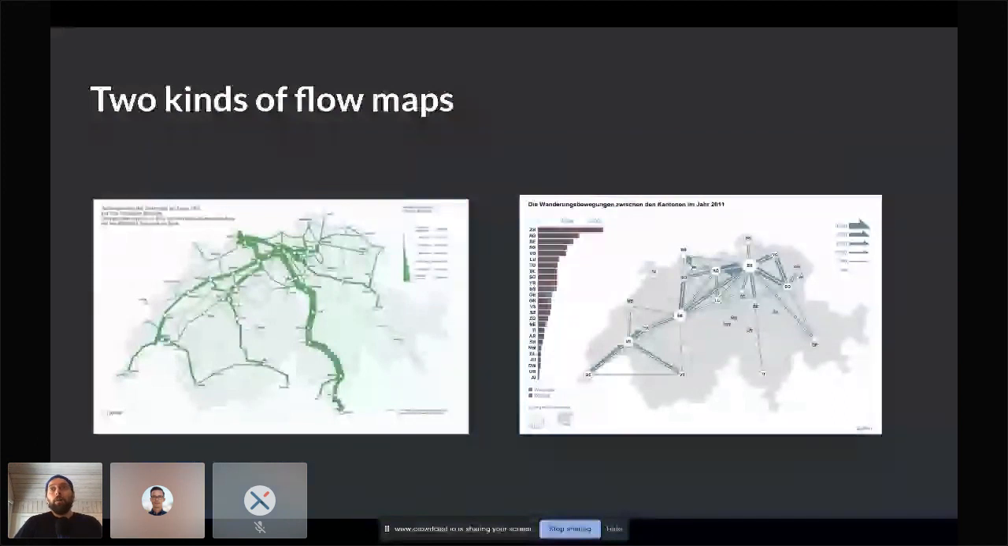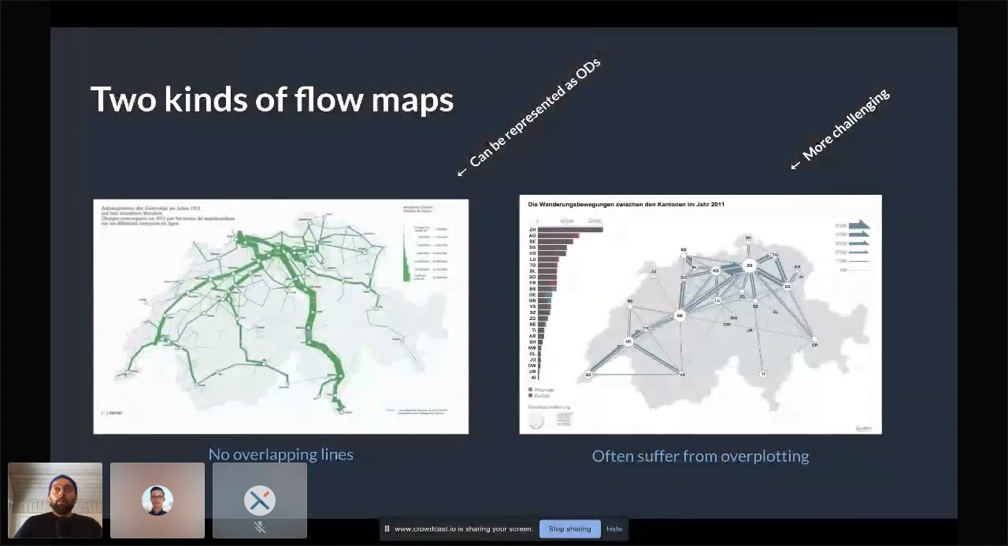The second kind is more challenging, because there is line overlap, right? We are drawing lots of lines, and they have an overlap. And the segment flow maps are not that challenging to draw because there are no overlapping lines.